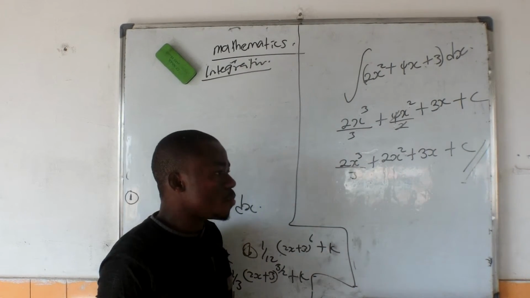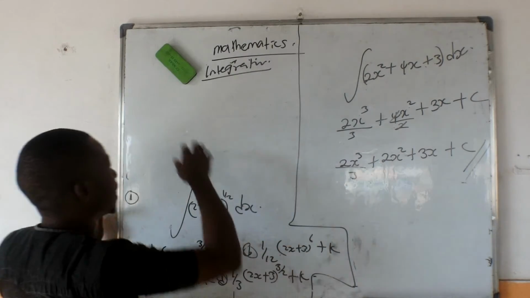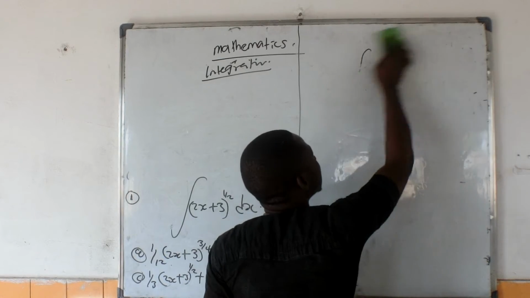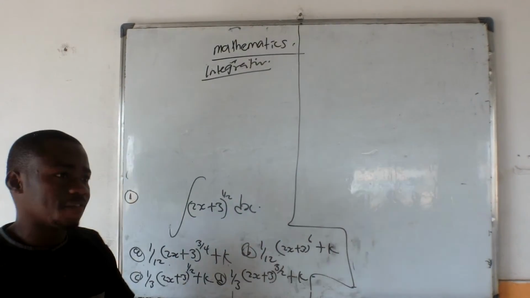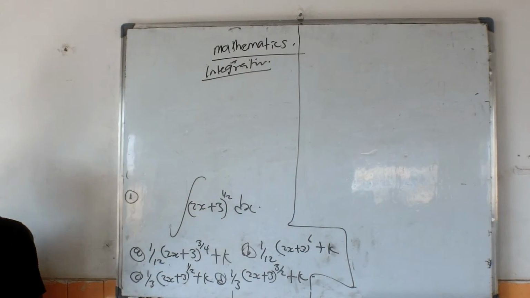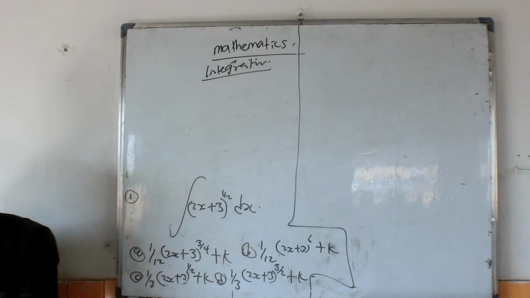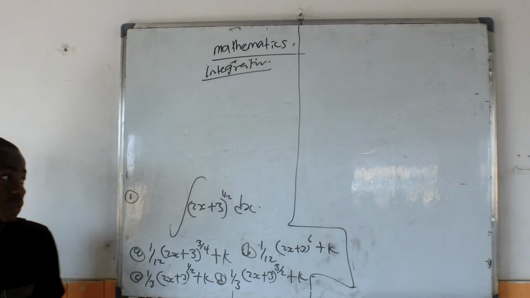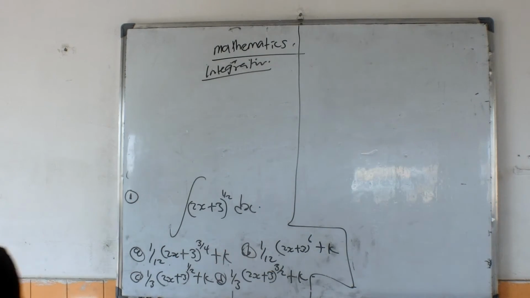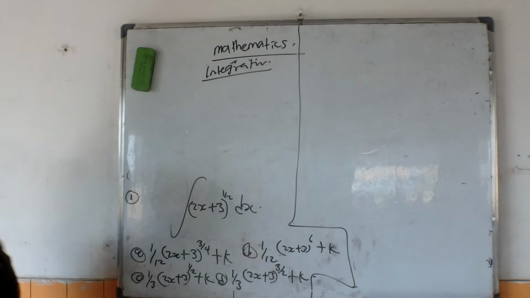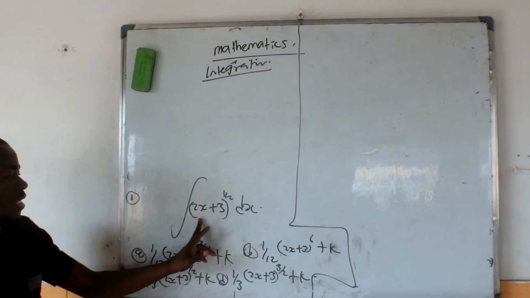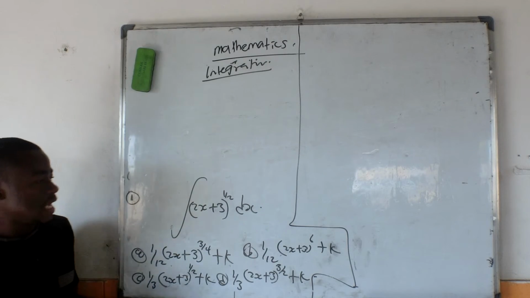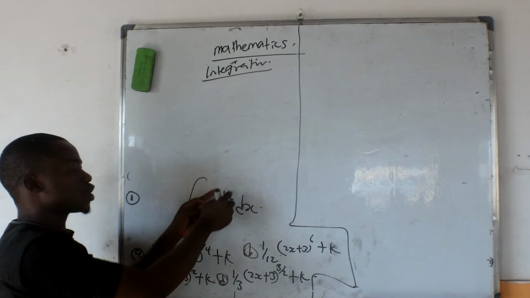Now there is a special form of integration that requires you to first differentiate. After you differentiate, then you incorporate it into integration. And this particular one is related to what I'm talking about. Now let's say for example, you have this question: 2x plus 3 raised to the power half. This one is in brackets, raised to the power half.